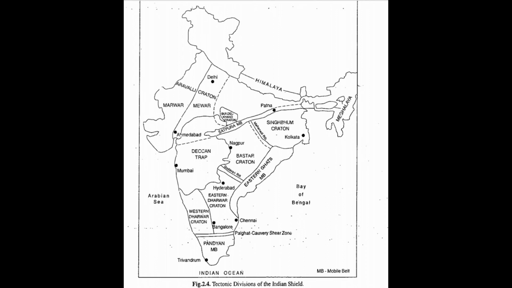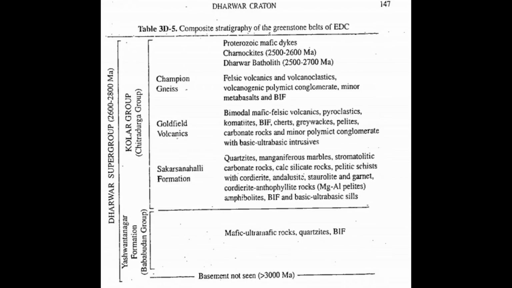So the rocks which are present south of the Fermor line have a high grade of metamorphism, whereas the rocks that are above the Fermor line form a low grade of metamorphism. That is, they show no metamorphism at all, or at most they show green traces of metamorphism. One more thing that we should note is that the regional strike of Dharwar Craton is north northwest to south southeast. Now let's discuss the succession of Eastern Dharwar Craton.